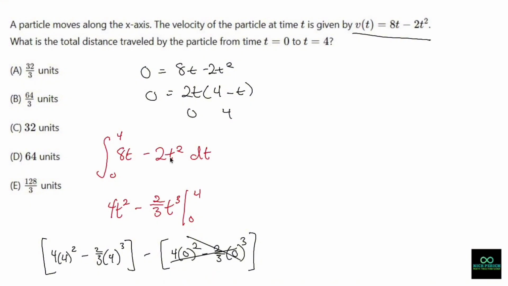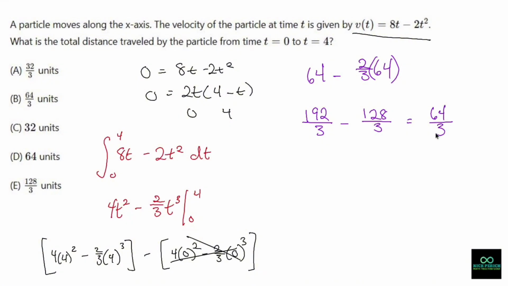All right, so 4 times 4 times 4 is going to be 64 minus 2/3 of 64. And I believe, no, that's not going to be pretty at all. I was hoping it would be. Let's turn 64 into something over 3. So that would be 64 times 3 is 192 over 3 minus 128 over 3. And so 192 minus 128 is 64/3. Oh, I should have done that. I should have known that. 64/3, which is going to be B.